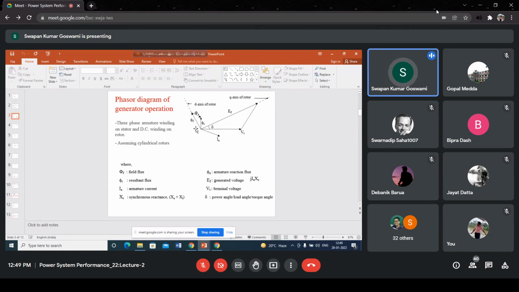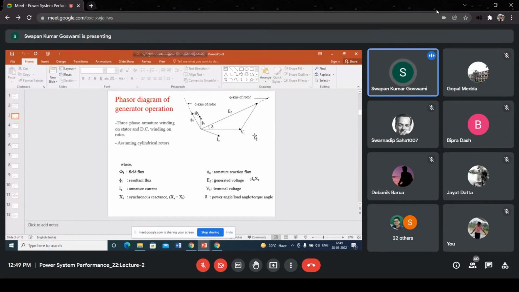So if Ia is here, J Ia into reactance will be 90 degree with Ia. Okay, so that is 90 degree with Ia. So this vector is J, that means leading Ia by 90 degree, J Ia into XS.